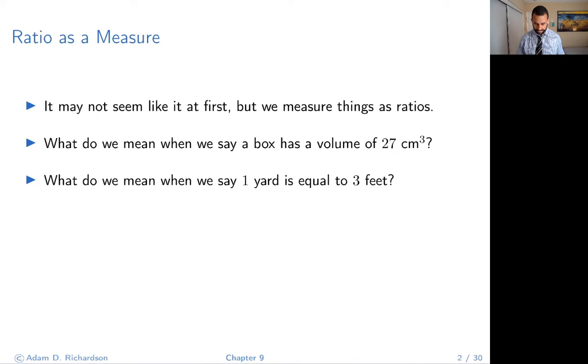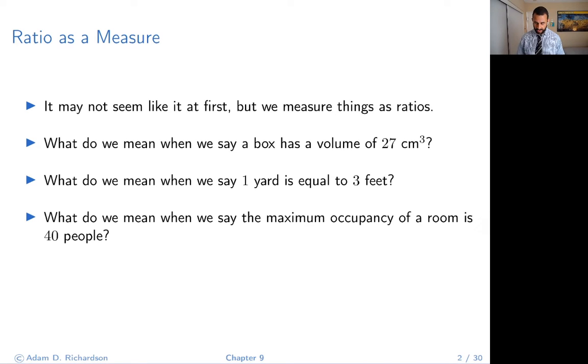Or for example, what do we mean when we say 1 yard is equal to 3 feet? We mean you can fit 3 feet into 1 yard. So 1 foot is 1/3 of a yard. There's that ratio. Or what about if we say the maximum occupancy of a room is 40 people? We're saying how many of those people you could fit into that room. So one person represents 1/40th of that maximum occupancy, and that's a ratio. These are all ratios. So as unintuitive as it sounds, we measure things using ratios.